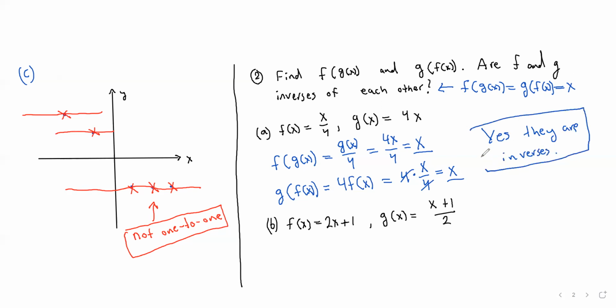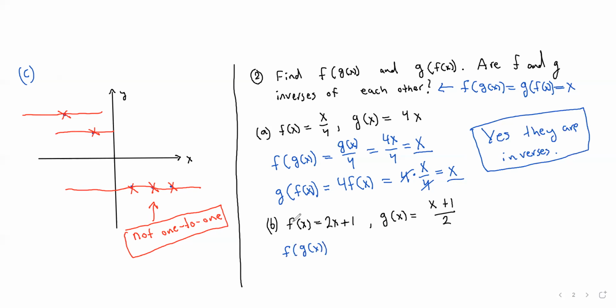So the second question, are they inverses of each other? Yes. Now let's look at question B. Same questions, but different functions. We have f of x is 2x plus 1, and g of x is (x plus 1) over 2. Let's first find f of g of x.